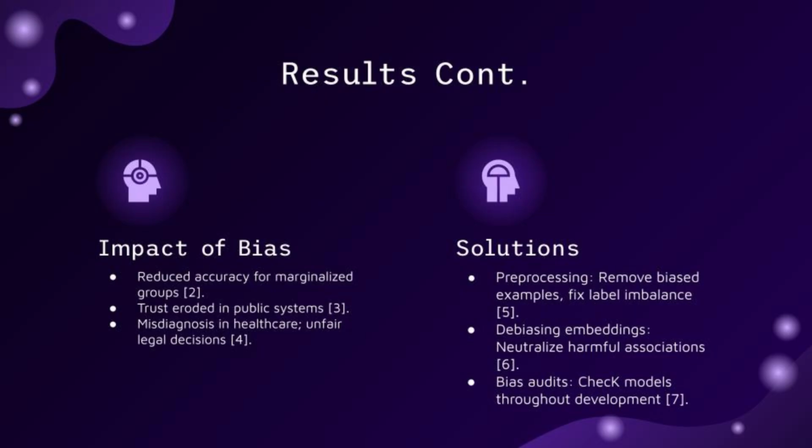But there are solutions. Some researchers remove biased examples before training, others fix harmful word associations in embeddings. There are also calls for regular bias audits across a model's lifecycle. That's clear: fixing bias isn't just technical, it's ethical. We need to combine better design with deeper reflection.